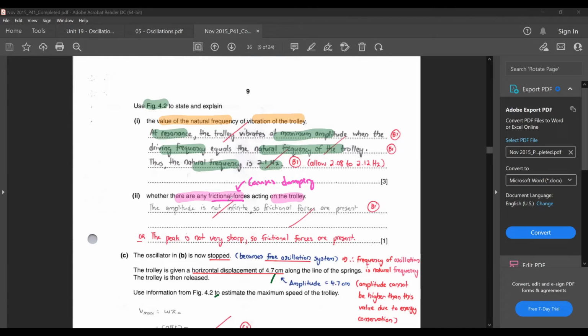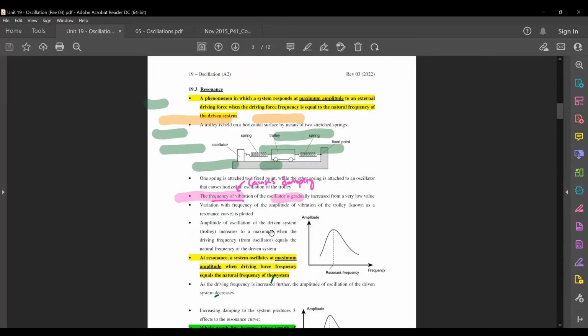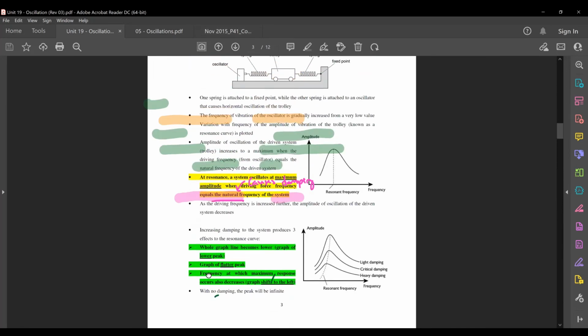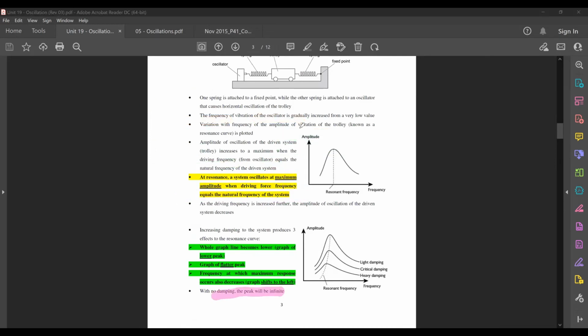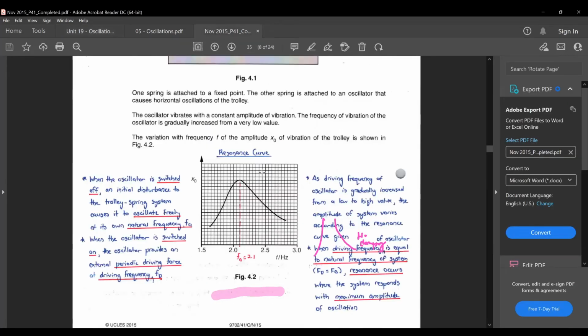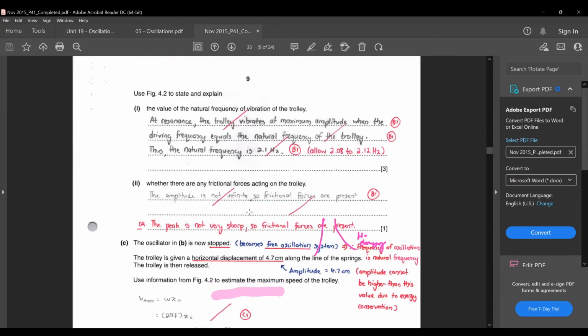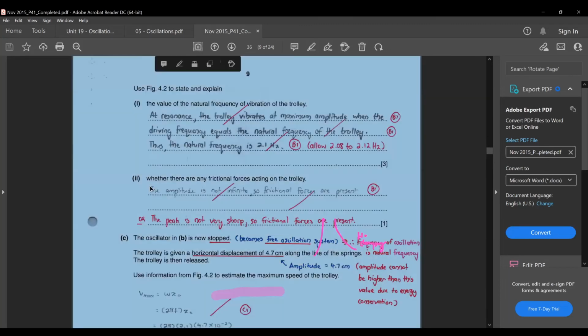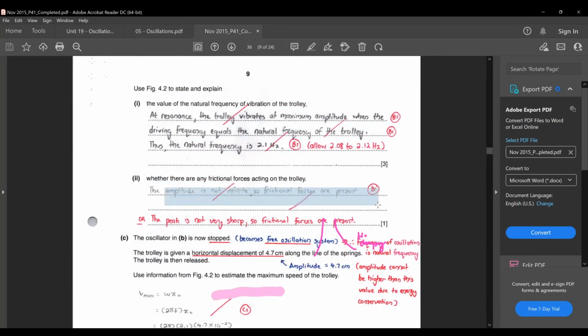It was mentioned to you just now in the notes, when it came to the resonance curve. When you have no damping, the peak is infinite, meaning it should be something like this. This is what no damping actually means. So looking at the graph, do you see your graph having an infinite peak or no limit to your peak? No, right? So we say something like this: the amplitude is not infinite, so frictional forces are present.